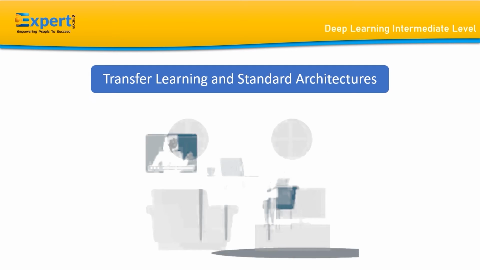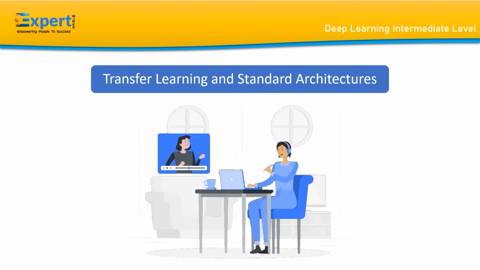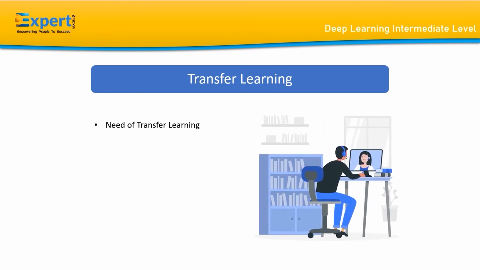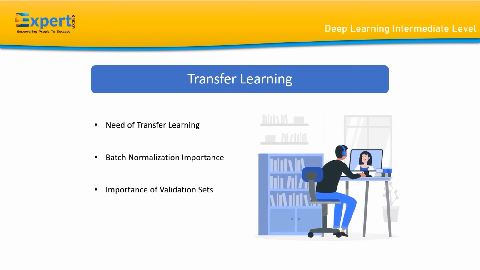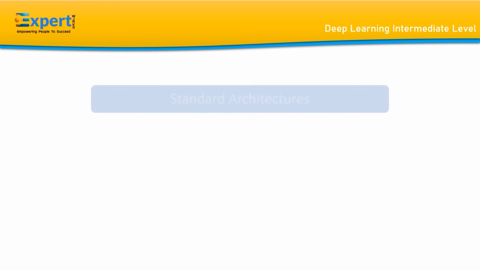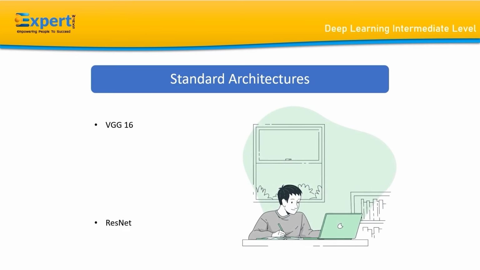Next, you will be introduced to transfer learning and standard architectures. Under transfer learning, you will learn the need of transfer learning, batch normalization importance, and the importance of validation sets. Under standard architectures, you will learn what VGG 16 is, ResNet, Mobile Net 2, and the problems in VGG architectures.